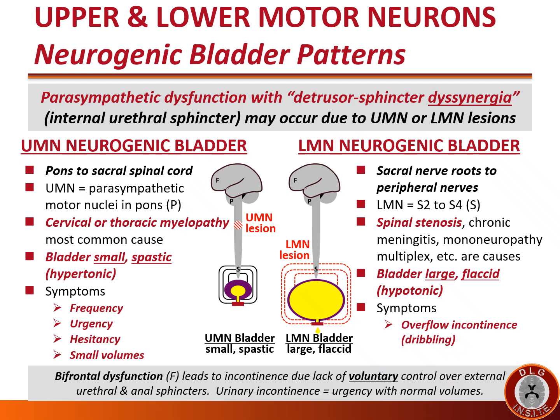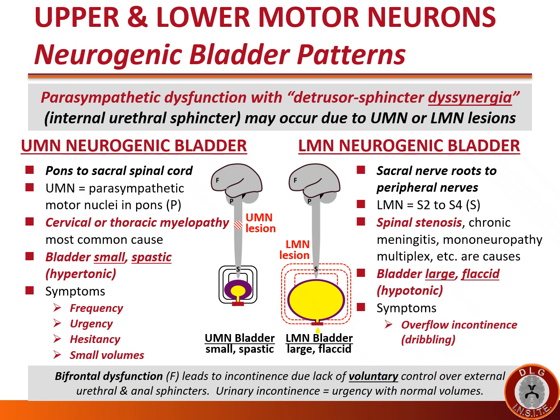Lower motor neuron neurogenic bladder refers to lesions involving the sacral nerve roots and out to the peripheral nerves that go to the bladder, specifically in S2 through 4, sacral 2 through sacral 4 nerve roots. The most common cause of this will be spinal stenosis, which is osteoarthritis in the sacrum causing compression of these nerve roots, right? This can also be caused by chronic meningitis and picking off nerve roots, mononeuropathy multiplex, or other causes.